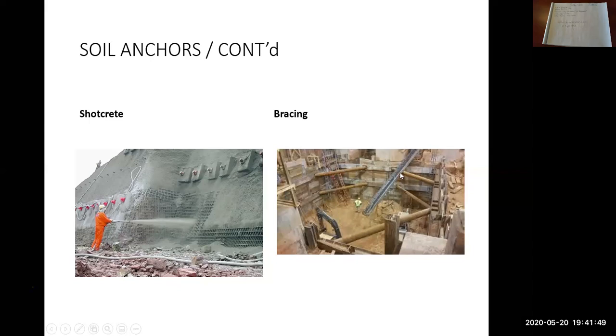They've also got the wailers, again steel beams that run around all four sides. You can see one here. And then they've also got additional corner bracing. Again, all of this helps support the initial shoring system that's been installed. And once again, your engineer would design that.